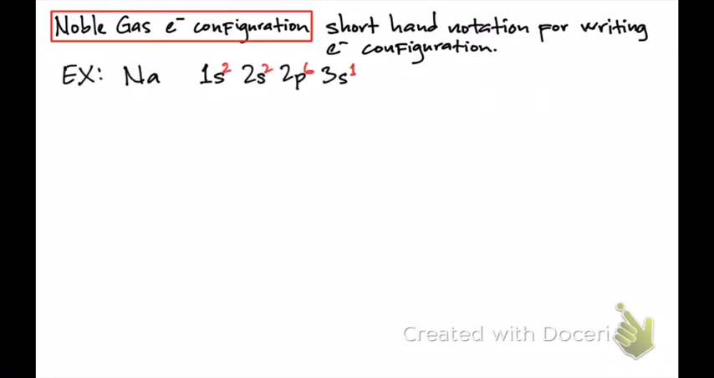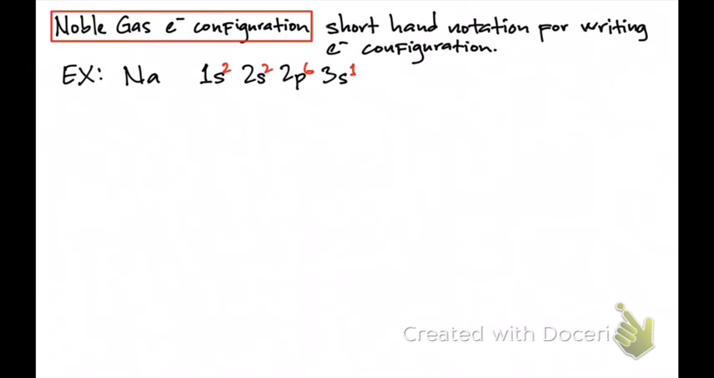So for example, here we have sodium. When you're writing the full complete electron configuration, it's 1s2, 2s2, 2p6, 3s1. That means that sodium has a total of 11 electrons, right? So you have 2, 4, plus 6 is 10, plus 1 is 11. So you have a total of 11 electrons for sodium. And this is what the normal electron configuration looks like.